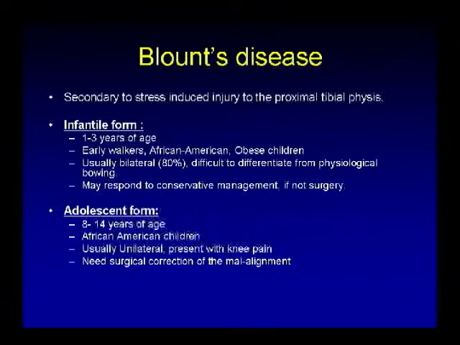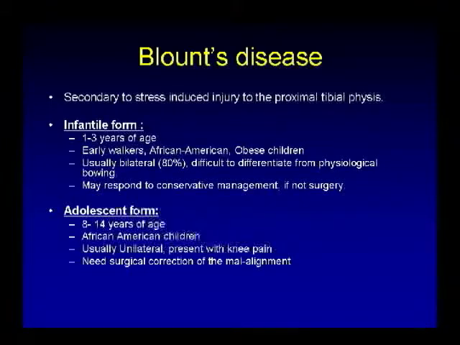Blount's disease has a bimodal peak of distribution. It can be encountered in the infantile age group, and a second spurt is encountered in the adolescent age group. Both have different presentations and prognosis. The infantile form usually is bilateral, and so sometimes it is difficult to differentiate from physiological bowing, especially from 2 to 3 years of age. However, the prognosis is better and it responds to conservative management.